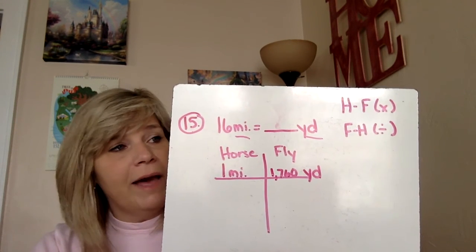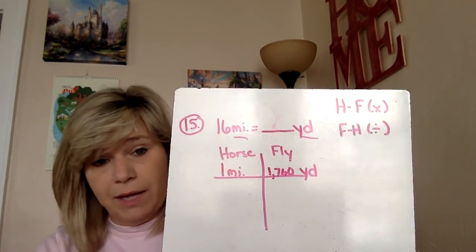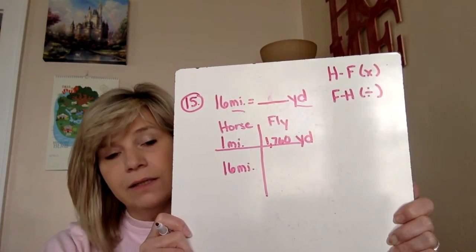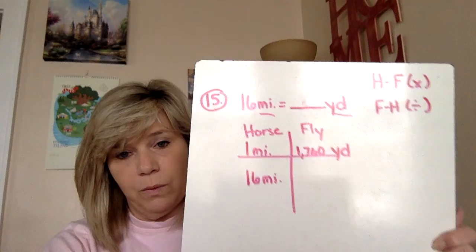Okay. So then go back up and say, did they give me miles or did they give me yards? And look, they gave me miles, didn't they? So we put miles with miles. 16 miles. Now, don't just guess what we do. Remember, we're not going to use that 1 mile.